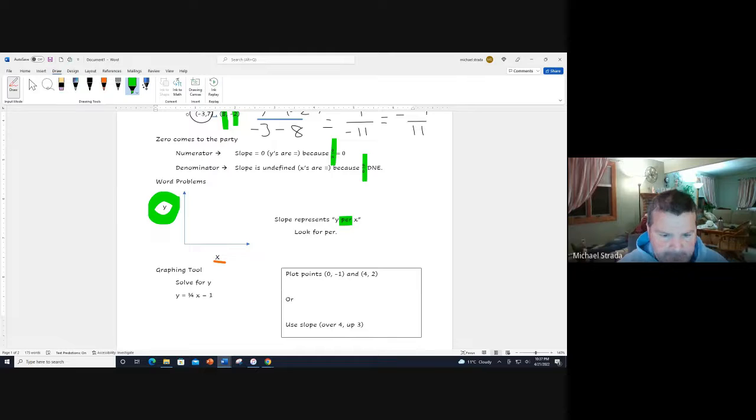Now, the graphing tool. So let's say we have to graph y equals 3/4 x minus 1.